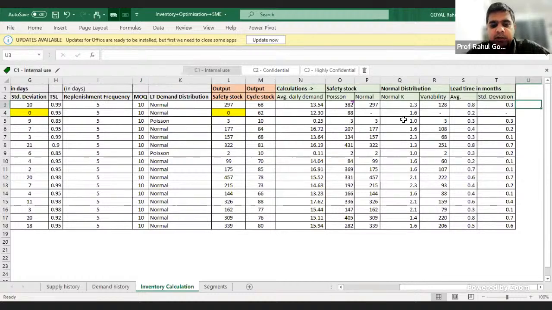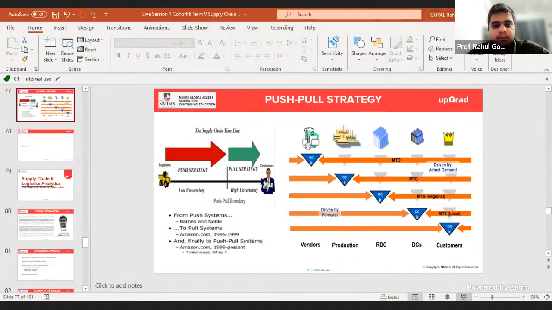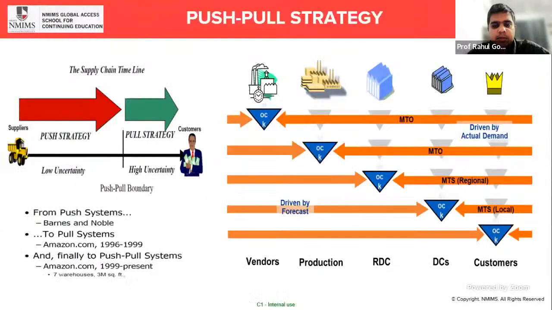So now what we will do is that we'll go back to our presentation, right? Joginder, all of these demo Excel files are available in your async content.